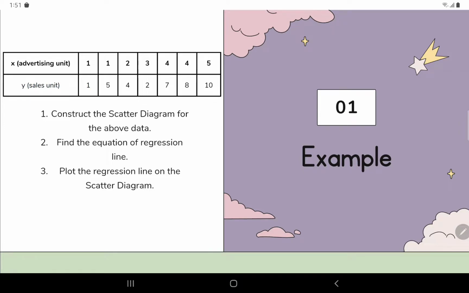Okay, so we need to construct the scatter diagram for this data. Second, we want to find the equation of the regression line, which means that we need to find the equation y equal to a plus bx. And the third one is we need to plot the regression line on the scatter diagram. Okay, let's take a look at the solution.